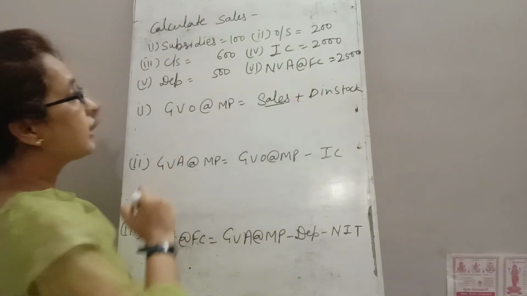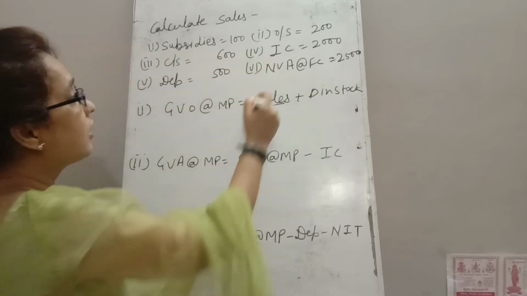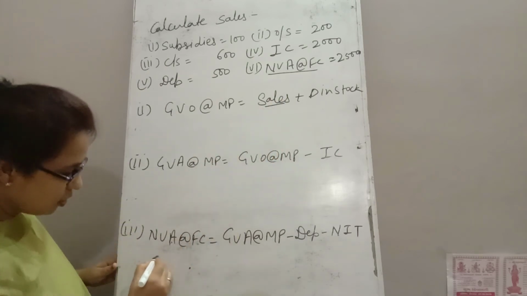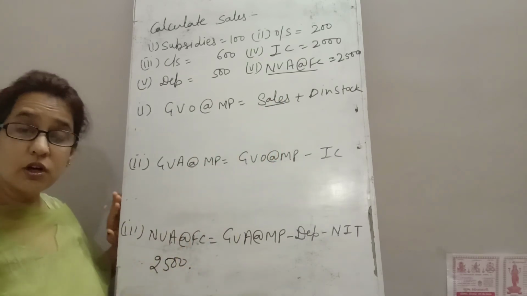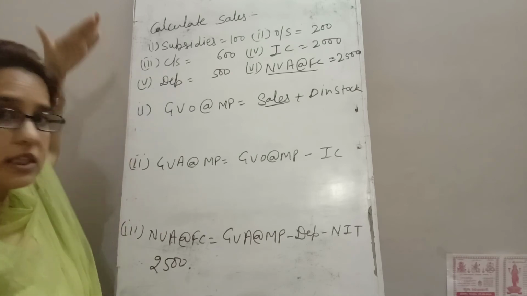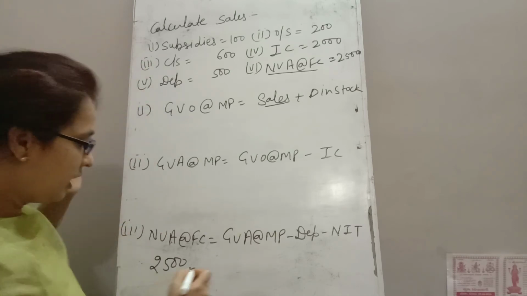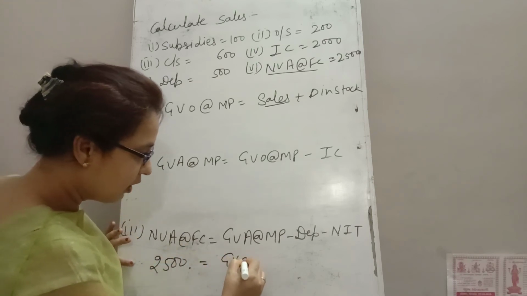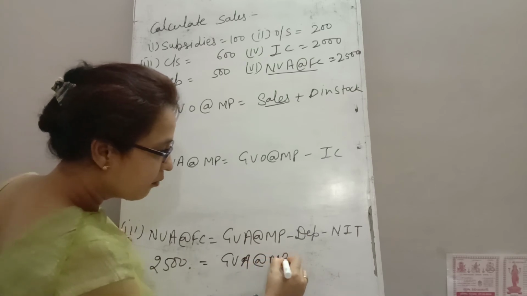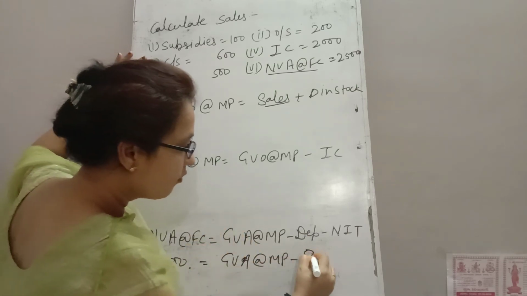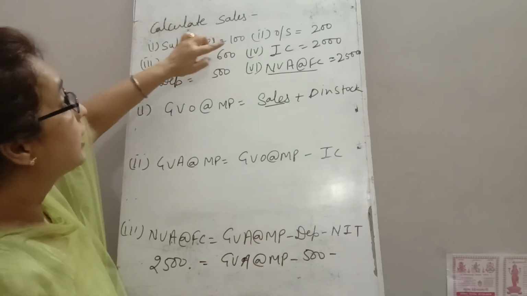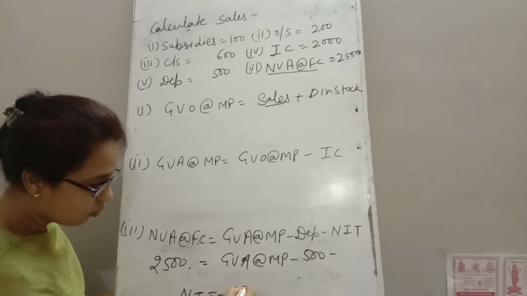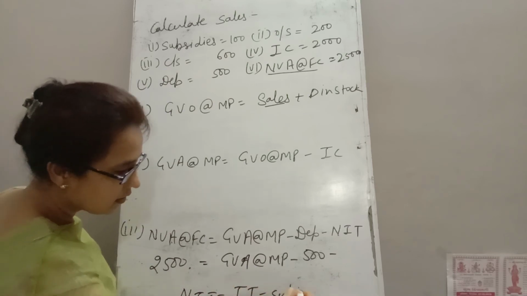You have to calculate sales, and what is given in the question, NVA at FC, it means net value added at factor cost. It is given in the question 2500. This question we are going to start in reverse. Clear? Reverse. It means NVA at FC is given 2500. From this formula we are able to calculate GVA at MP minus depreciation, how much is it given? 500, minus net indirect taxes. Net indirect taxes are not given in the question. How to calculate? NIT equal to IT minus subsidies.